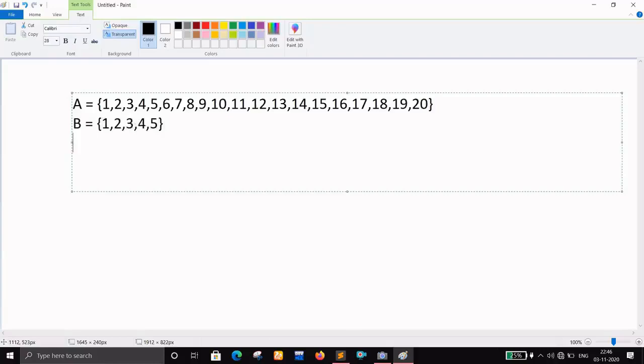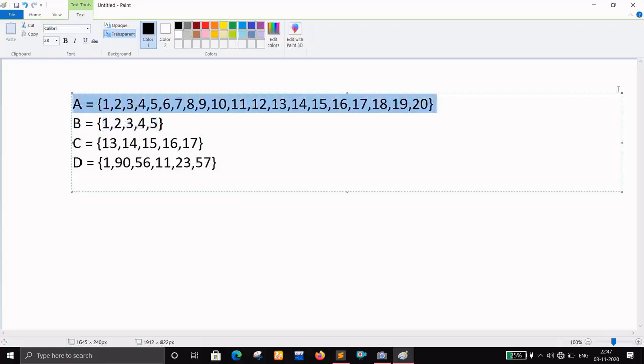And we have another set, let's call it C, and C has elements 13, 14, 15, 16, 17. And let's have another set, D. D has elements 1, 90, 56, 11, 23, 17, 57.